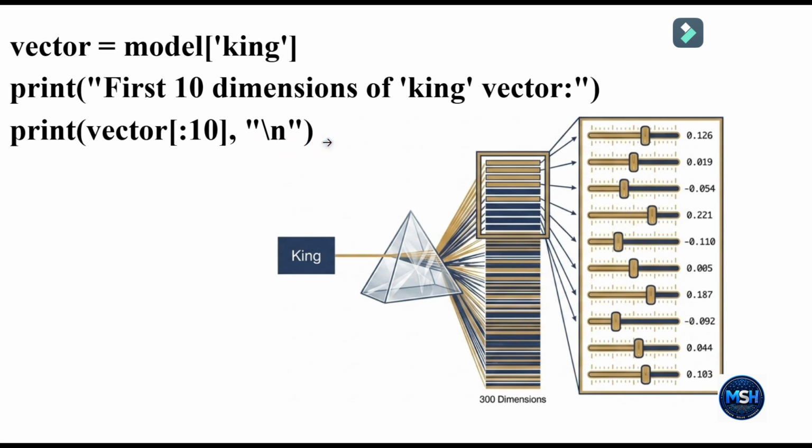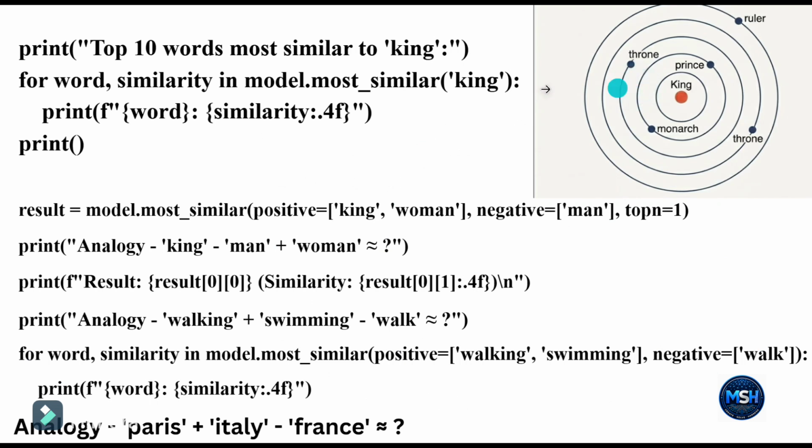Next, we want to move on and print the top similar words of a particular word. This is a heading: print top 10 words most similar to king. How do we print the top similar words? They come from the module's word vocabulary. King is a word represented in vector form. What are the similar words to king?